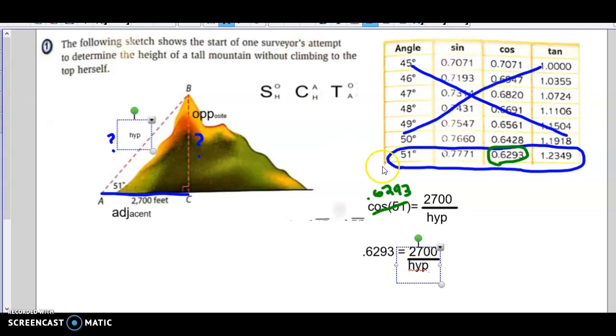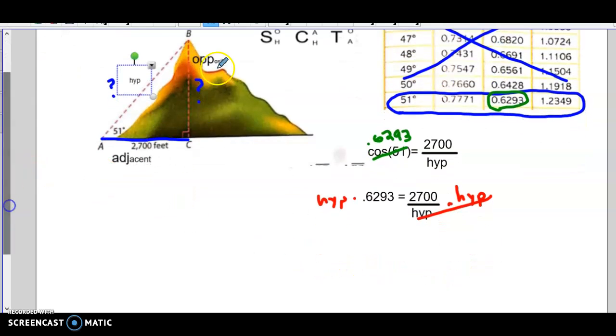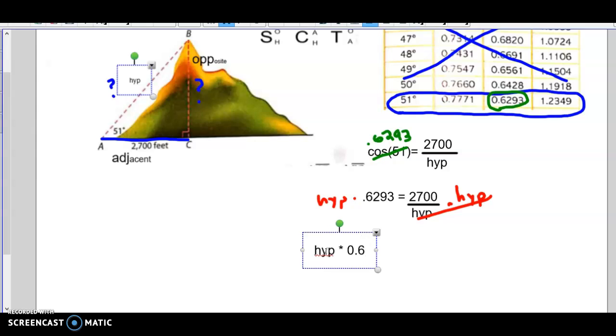Okay, the hypotenuse. So we want to undo some things. The first thing we're going to do is undo division by the hypotenuse. We're going to multiply by the hypotenuse on both sides. So step by step, I multiply by the hypotenuse on one side, and on the other side I multiply by the hypotenuse too. And that cancels out. Boom, it's gone. So my new expression looks like this: the hypotenuse multiplied by 0.6293 equals 2,700. So I undid the division by doing multiplication.